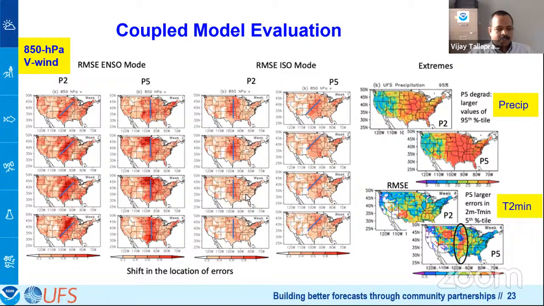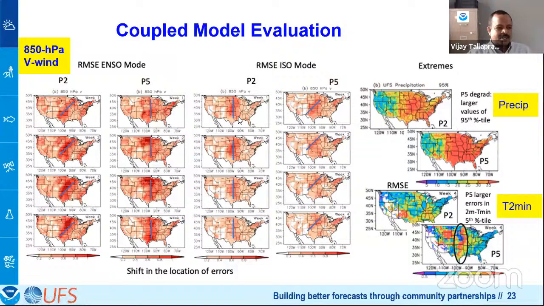This came from George Mason, and they looked at the RMS errors for the ENSO mode and intraseasonal oscillations mode. And you can see there are two prototypes described here, the prototype 2, the earlier version of the coupled model, and P5, the more recent or slightly relatively recent prototype. You can see the error structures of the RMS errors. For instance, here it's 850 hectopascal meridional wind. The southwest northeast orientation of these errors have changed into north-south orientation.